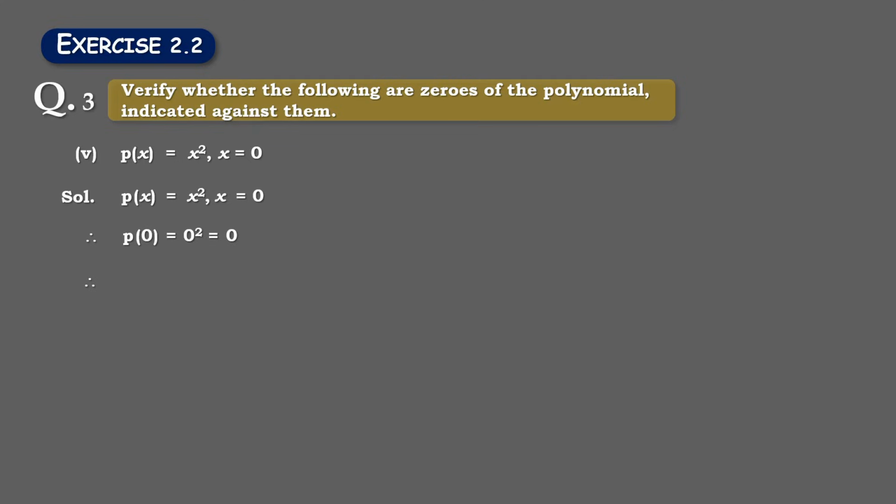Since the value of the polynomial is 0, the given value satisfies the condition of a zero. Therefore, 0 is a zero of the polynomial p of x.